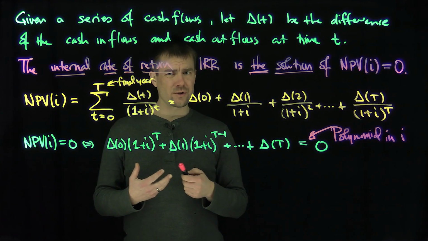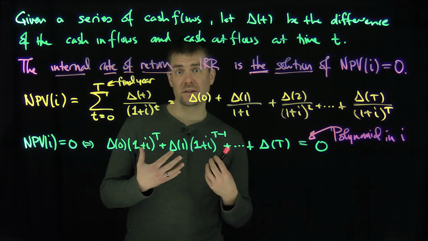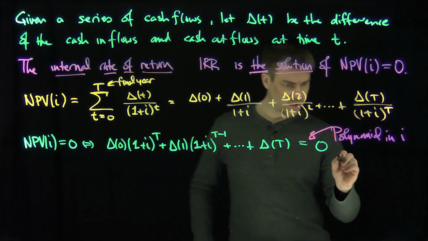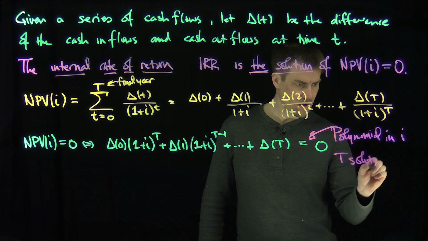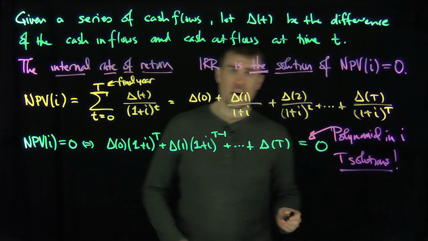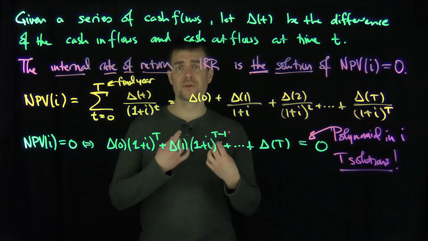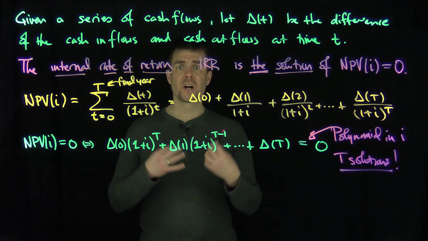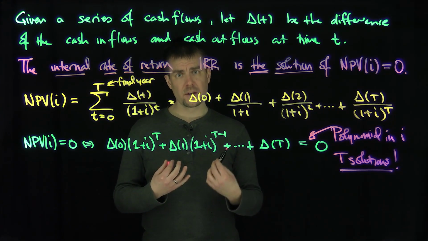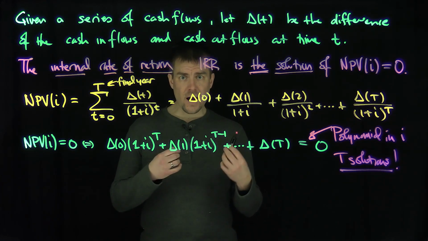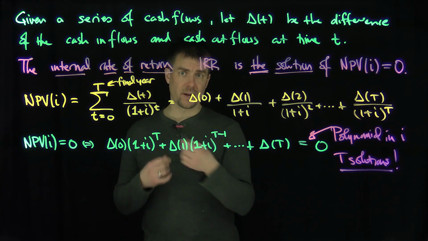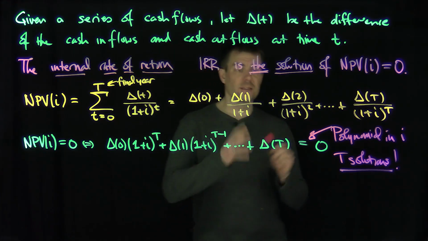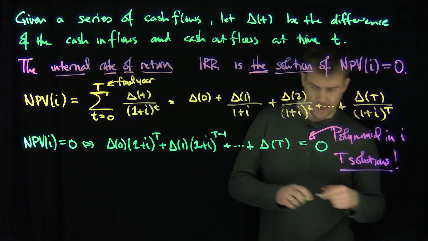We know that polynomial equations of degree T have exactly T solutions. So there are T solutions to this equation. How do we reconcile that with wanting to find one internal rate of return? Typically we want to find situations in which this polynomial has only one value I bigger than -1, for which this would make sense. There are conditions under which that's true, and we'll discuss those in future videos. Let me give you an example, though, of when we can do this in a particular case.